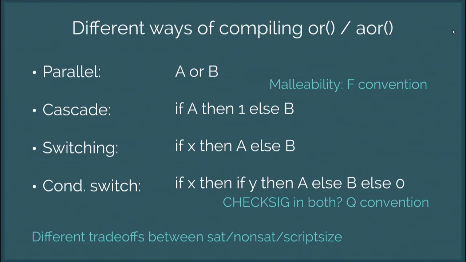So this means you no longer need to provide the inputs for B if A is going to succeed.